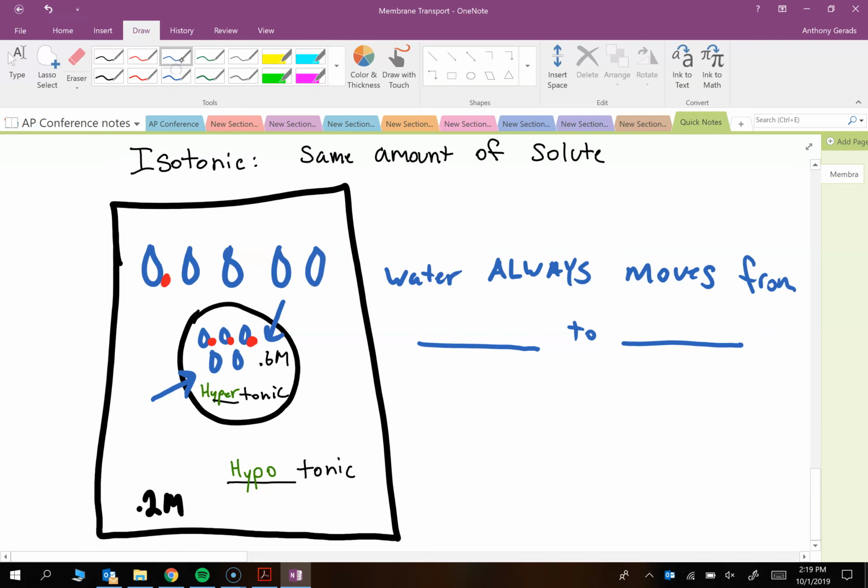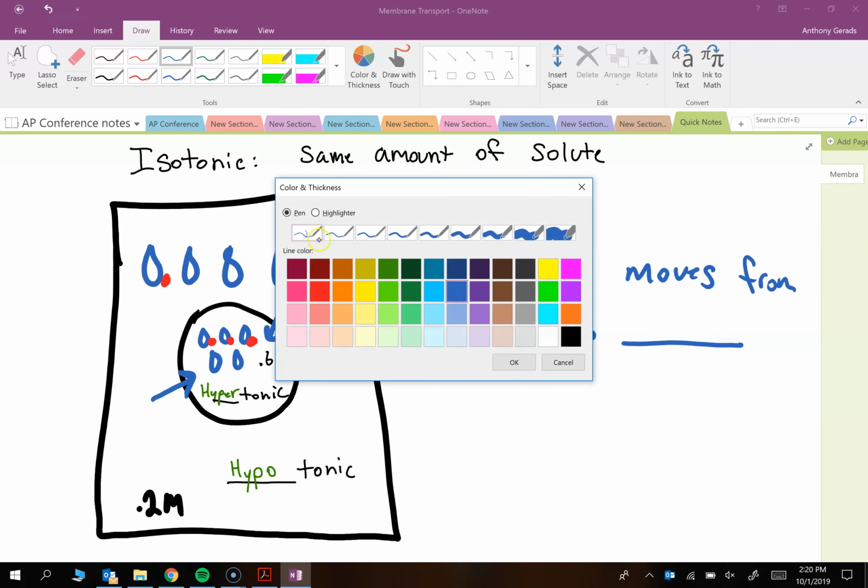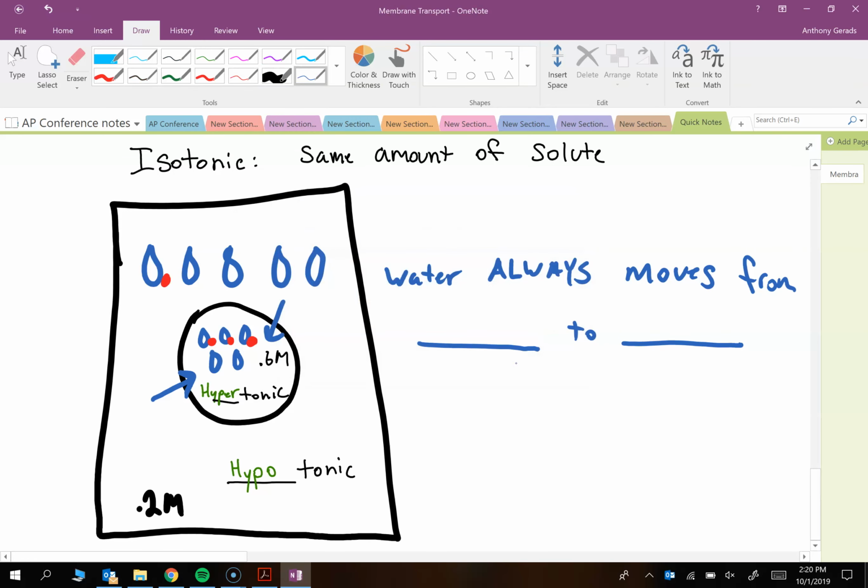In this picture, what does our picture show? What did you say, Cindy? Water always, always, always moves from hypotonic to hypertonic.